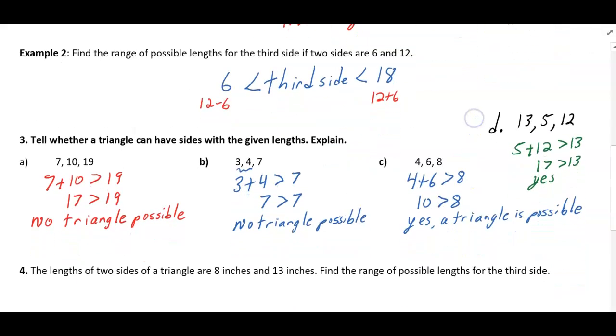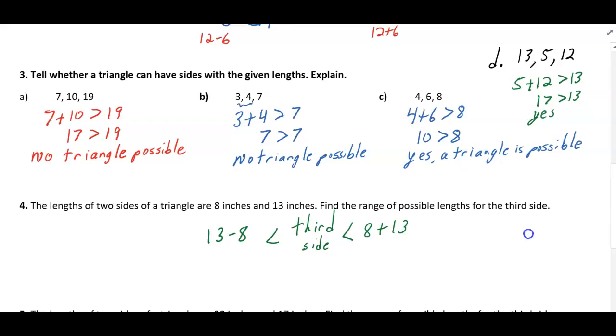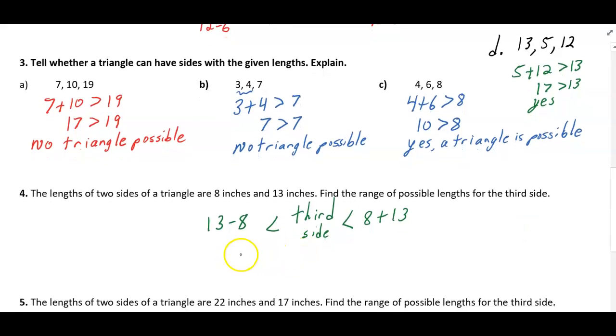All right, and then example 2 is similar to example 4. So go ahead and pause the screen and write down the possible third sides for problem number 4. Okay. Welcome back. So the third side is trapped between 8 plus 13 and 13 minus 8. Remember, you always want to do the big number minus the small number. So 13 plus 8 is 21. Some people put x instead of third side if you prefer to do that. And 13 minus 8 is 5. So the third side is between 5 and 21.